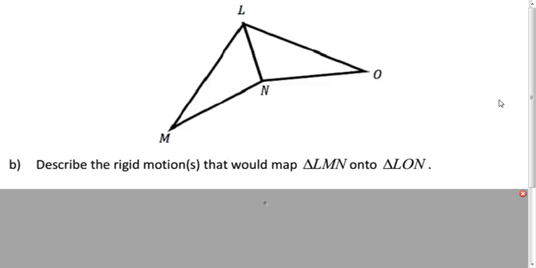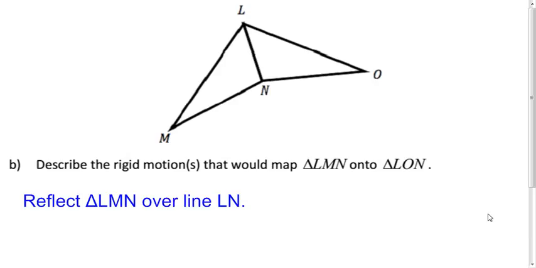And remember, since these are congruent, we can also find a sequence of rigid motions that will map one triangle onto the other. So what rigid motion will get the job done here? You could reflect over line LN.